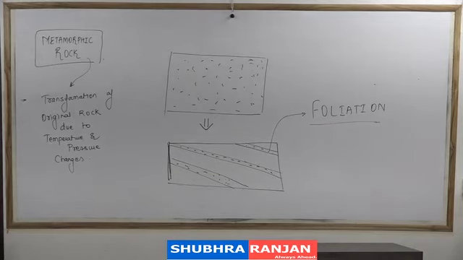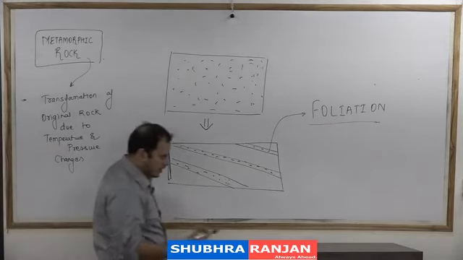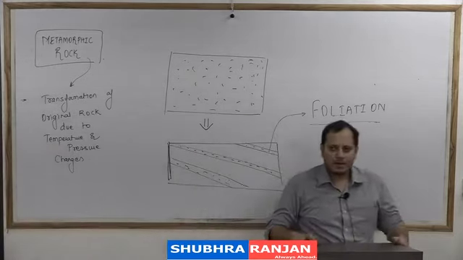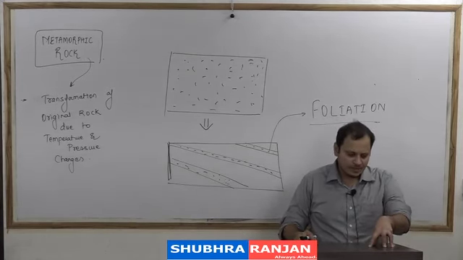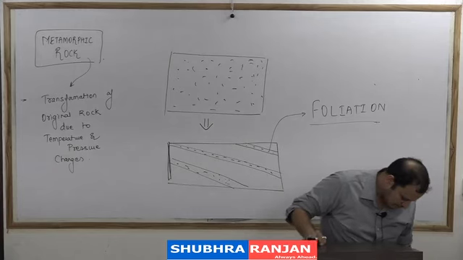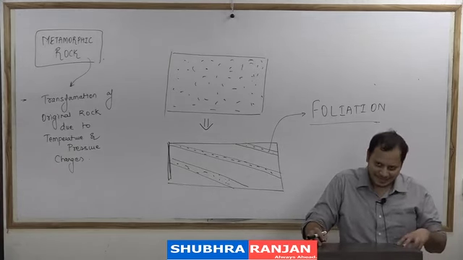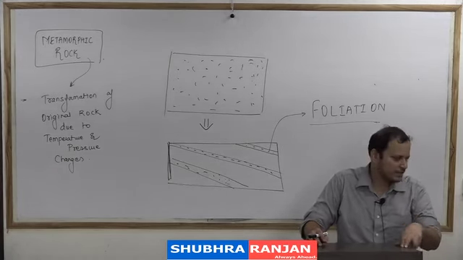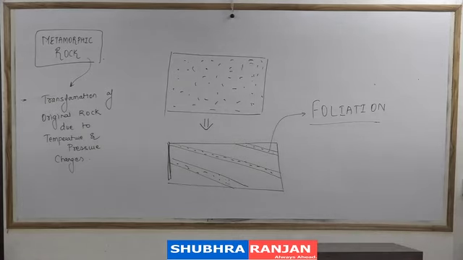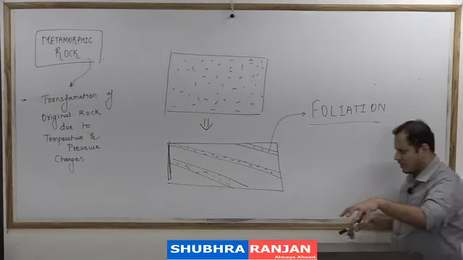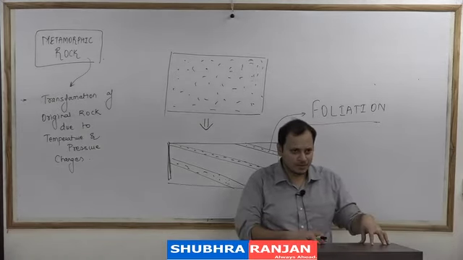Arrangement of crystals in parallel bands. Next property is, these are hard rocks, and hence similar to igneous rocks, they occur in massive forms.